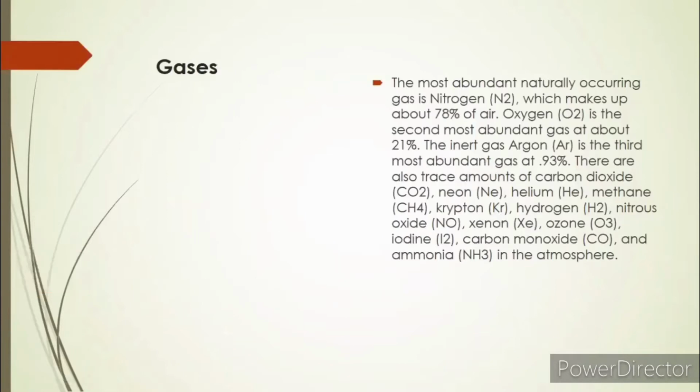Gases. The most abundant naturally occurring gas is nitrogen, which makes up about 78% of air. Oxygen is the second most abundant gas at about 21%. The inert gas argon is the third most abundant gas at 0.93%. There are also trace amounts of carbon dioxide, neon, helium, methane, krypton, hydrogen, nitrous oxide, xenon, ozone, iodine, carbon monoxide, and ammonia in the atmosphere.